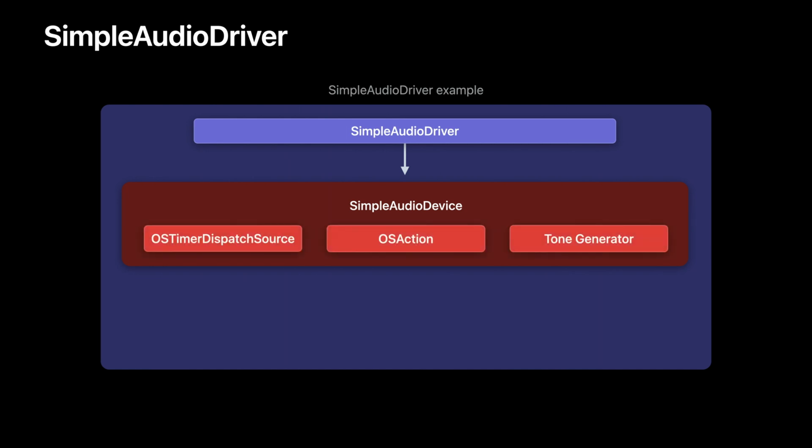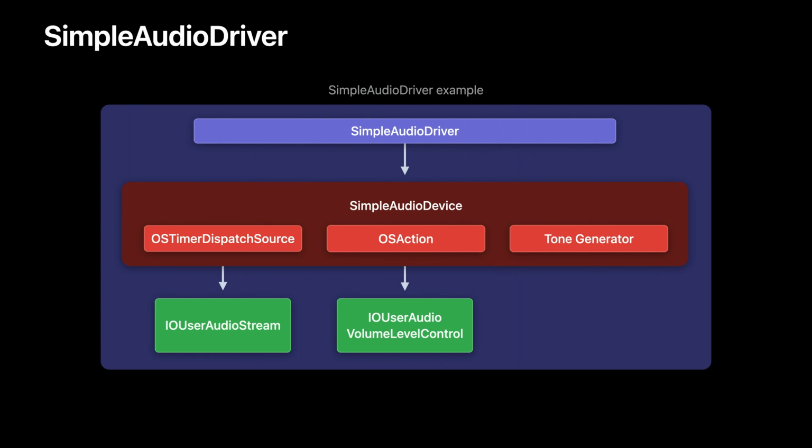The device object will also create OS timer dispatch sources, OS actions, and implement a tone generator to simulate hardware interrupts and I/O. I/O user audio stream is a stream owned by the device. The stream will use an I/O memory descriptor for audio I/O, which will be mapped to the HAL. I/O user audio volume level control is a control object that takes scalar or dB values. The control value will be used to apply gain to the input audio buffer.